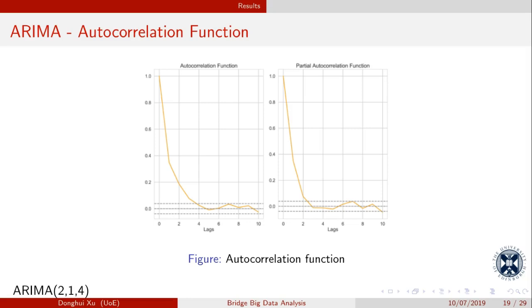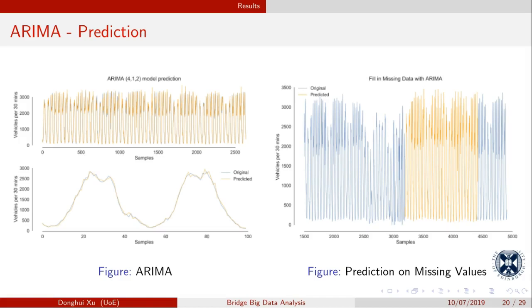So here, when the line drops to 0 for the first time, it's actually the value we want. It's 4 for moving average parameters and 2 for autoregressive parameters. So we use ARIMA (2, 1, 4) for the training. This is the result of the training. We use 11 weeks of data, which is around 2,600 samples.